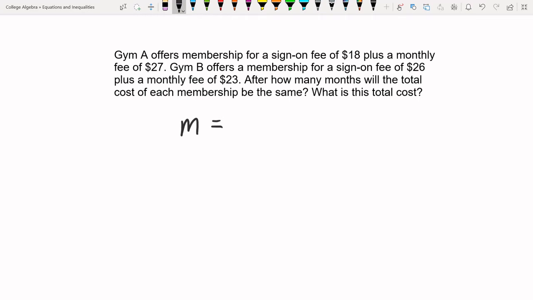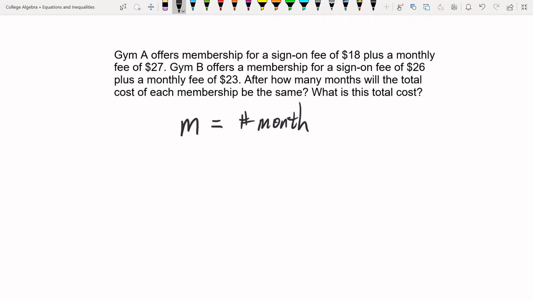If you're there for 10 months, you pay however much for that. If you're there for 24 months, well, then you pay a lot more for that. So M is going to be the number of months. You can say after joining, or just say the number of months. Now we can look at Gym A.